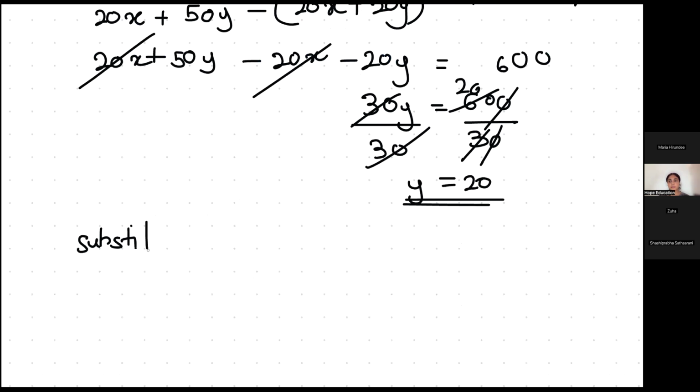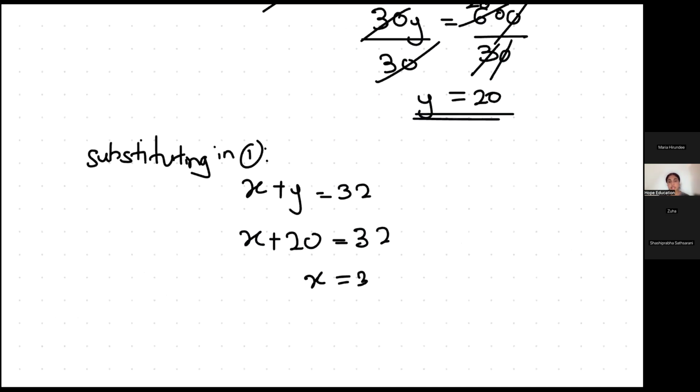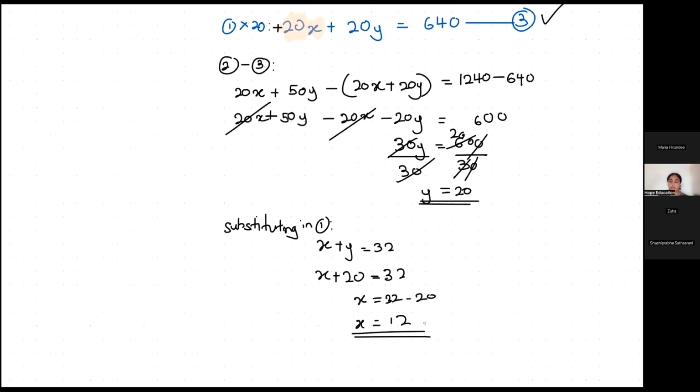Substituting in 1: x plus y equals 32. So x I don't know yet, but y I found out it's 20, equals 32. So x equals 32, and when this 20 is brought to the other side, it's minus 20. So 32 minus 20 is 12. So x is 12. Up to that point, is it clear? Zuha, is it clear? And Shashaprabha and Maria?